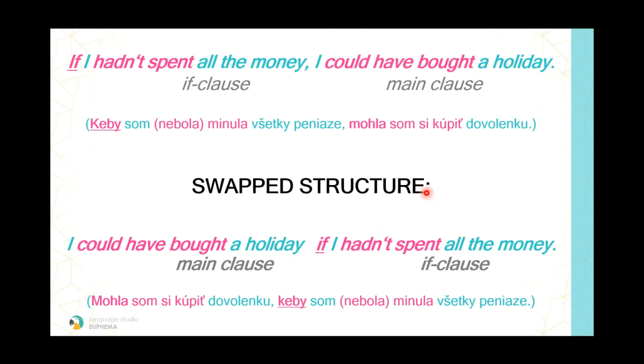Swapped structure will be I could have bought a holiday if I hadn't spent all the money, right? So I started with a main clause where I use could have plus past participle. And then I continued with the if clause. If I hadn't spent all the money, so if plus past perfect.